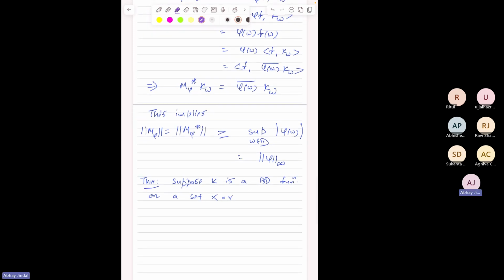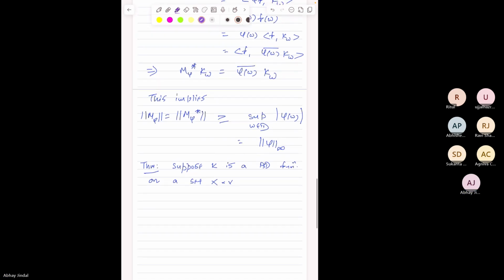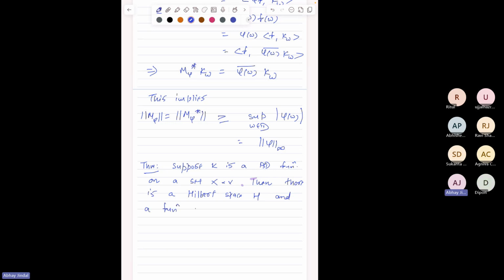Okay, now we need to speed things up a little bit. Suppose K is a positive semi-definite function on a set X cross X. I'll define what we mean by positive semi-definite function. Then there is a Hilbert space H and a function g from X to H.